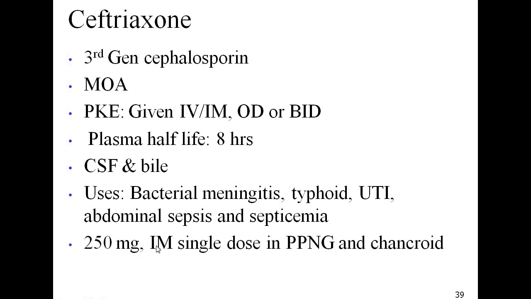250 mg intramuscular single dose in penicillinase producing Neisseria gonorrhoeae infection and in chancroid. So this can be a question in the viva. For uncomplicated gonorrhea, what is the single dose drug? 250 milligrams of ceftriaxone, single dose intramuscular.